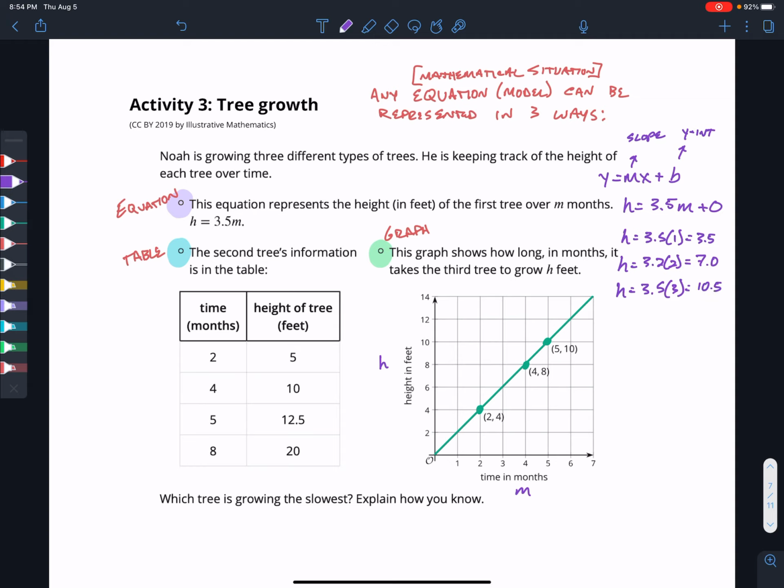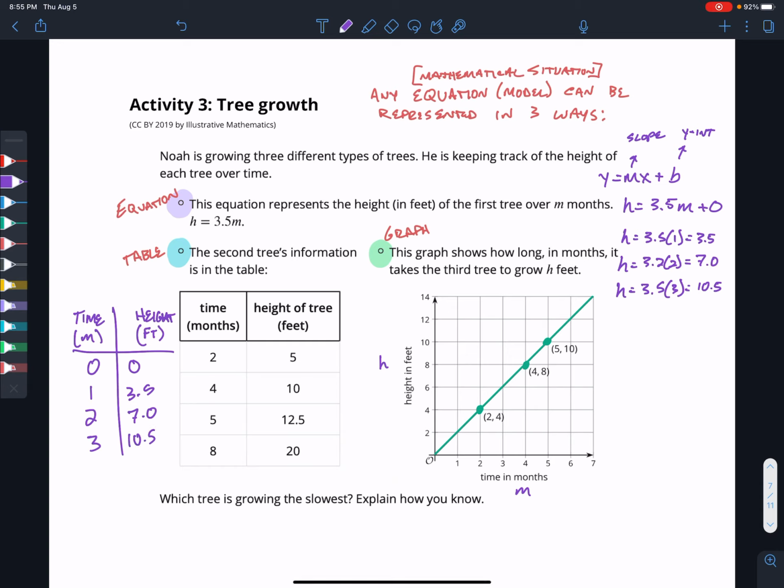So I have a table for this, and so let me put that over here. If this is our time in months, and this is our height in feet, I've just created a purple table where I got 0, 0. So at no time, no months have passed, the height is 0. When 1 month has passed, we've got 3.5 feet. When 2 months have passed, we've got 7 feet. When 3 months have passed, I've got 10.5 feet.